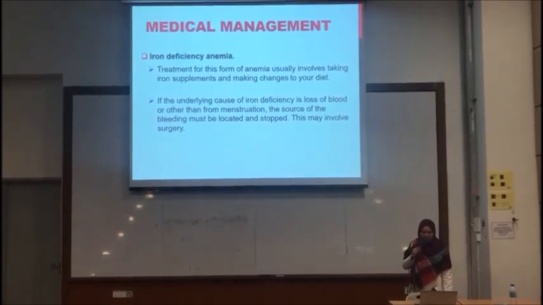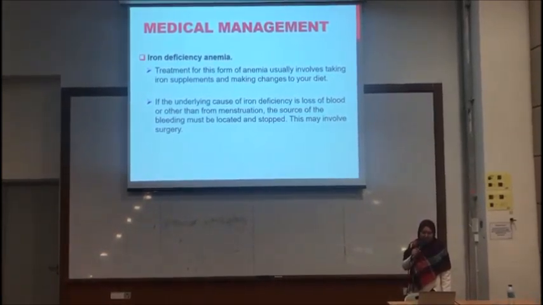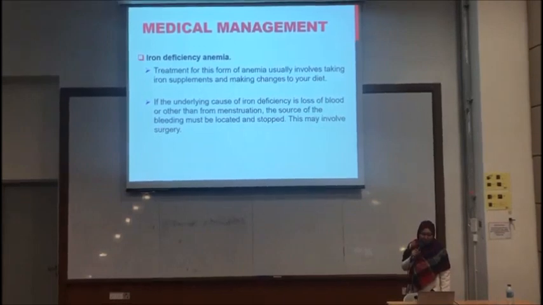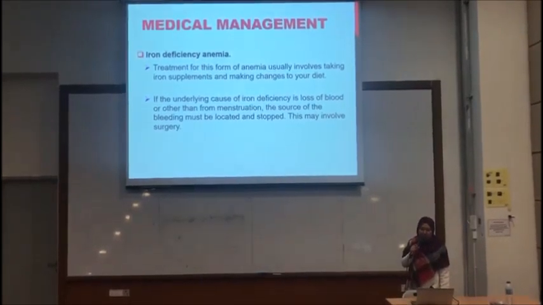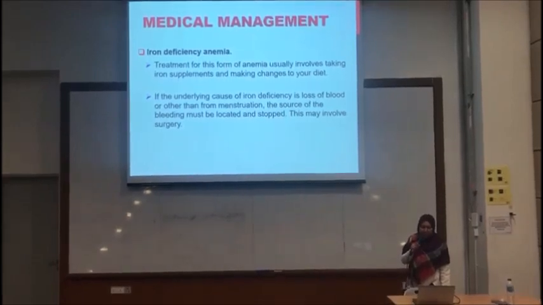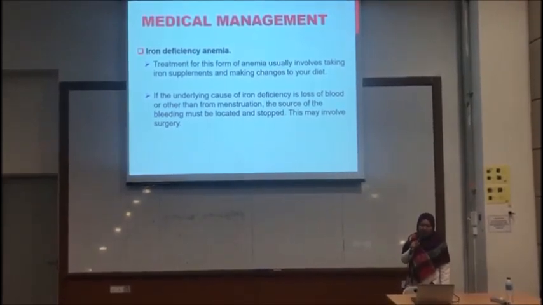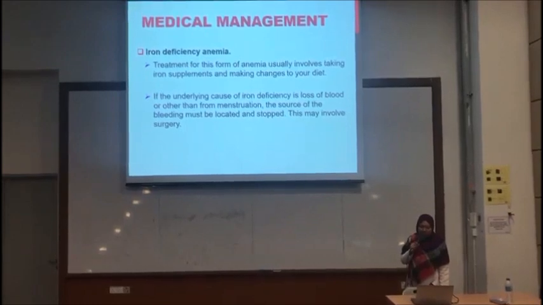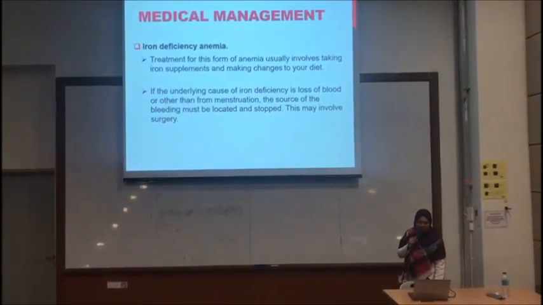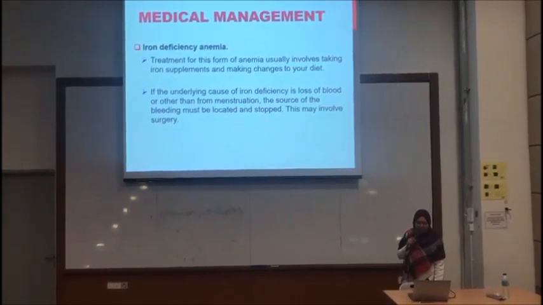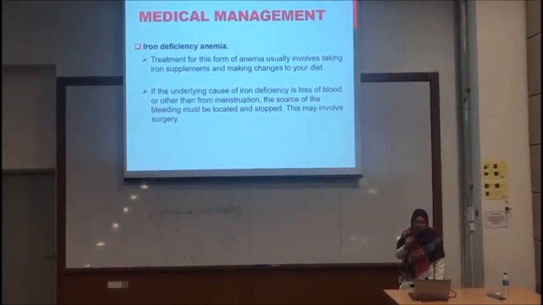Medical management of iron deficiency anemia. Treatment for this form of anemia usually involves taking iron supplements and making changes to your diet. If the underlying cause of iron deficiency is loss of blood other than from menstruation, the source of the bleeding must be located and stopped. This may involve surgery.